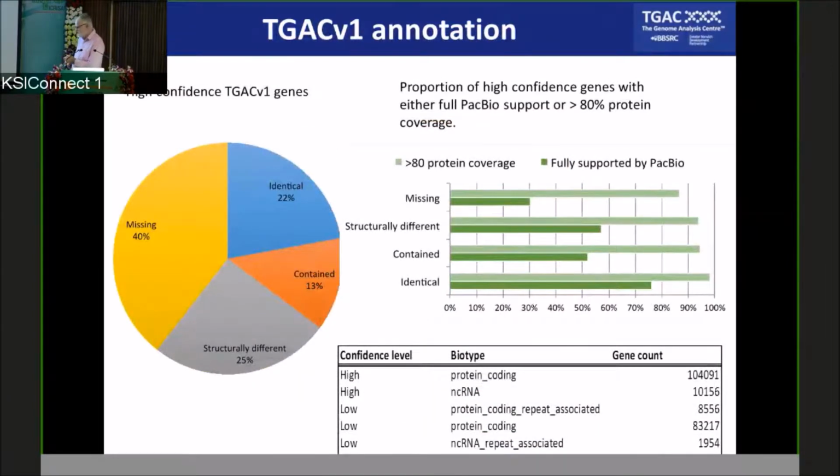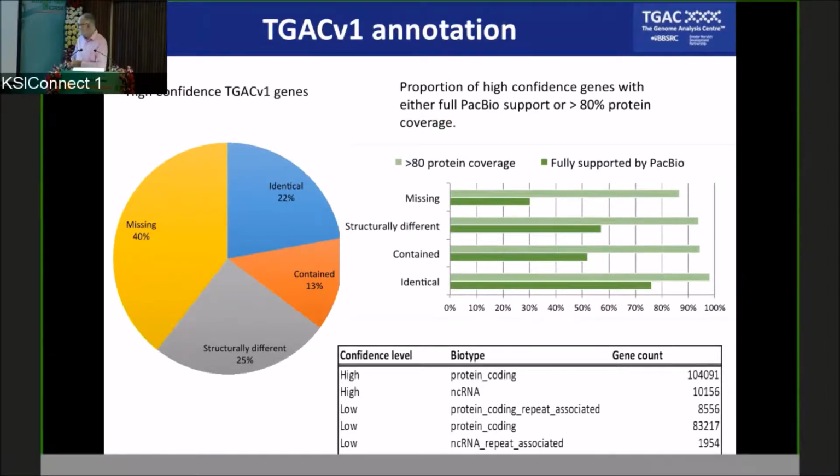So just very quickly here, compared to previous annotations, we found 40% of our annotations were missing in previous ones. 25% were structurally different. Ours contained 13% of their genes, but ours were much longer. And the only ones that were identical were 22%. So this is a significant advance in the annotation of the genomes.